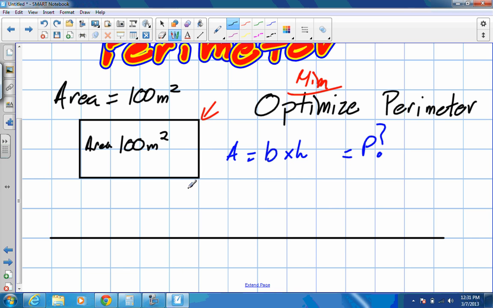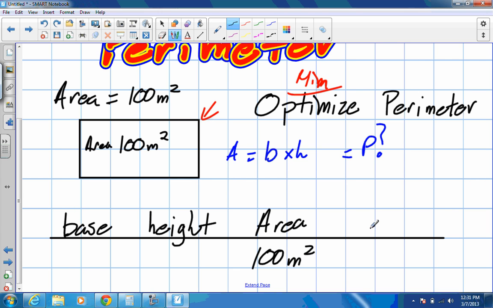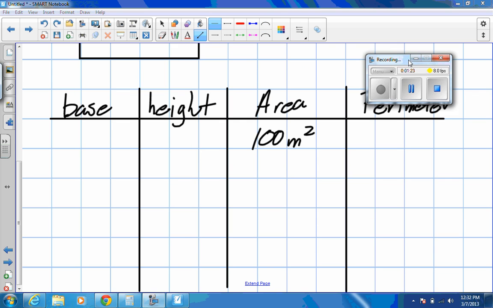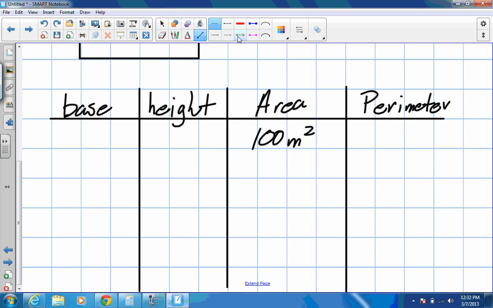The first thing we're going to work with, we'll call it the base or the width, whatever you like. Then we'll have a height. The area should always be the same. What will it be? 100 meters squared. And we're going to be looking for perimeters. So again, we're going to plug in values for our base. We're going to try to work with whole numbers. I'm not too concerned with the decimals yet. Once we work through it, we may find something later on. We'll work with whole numbers to start.